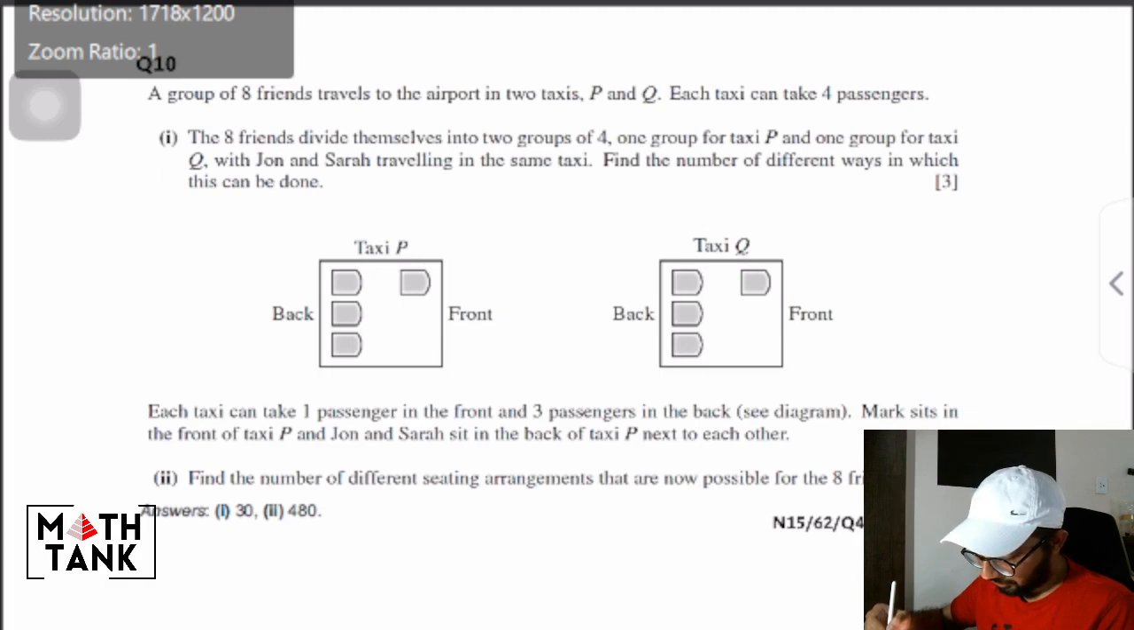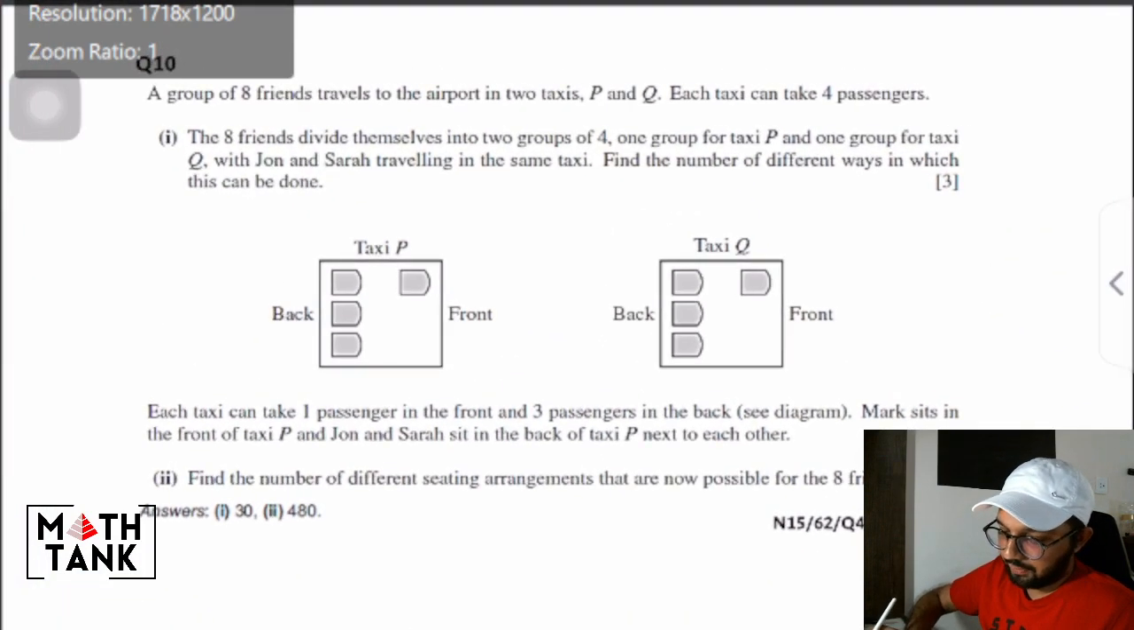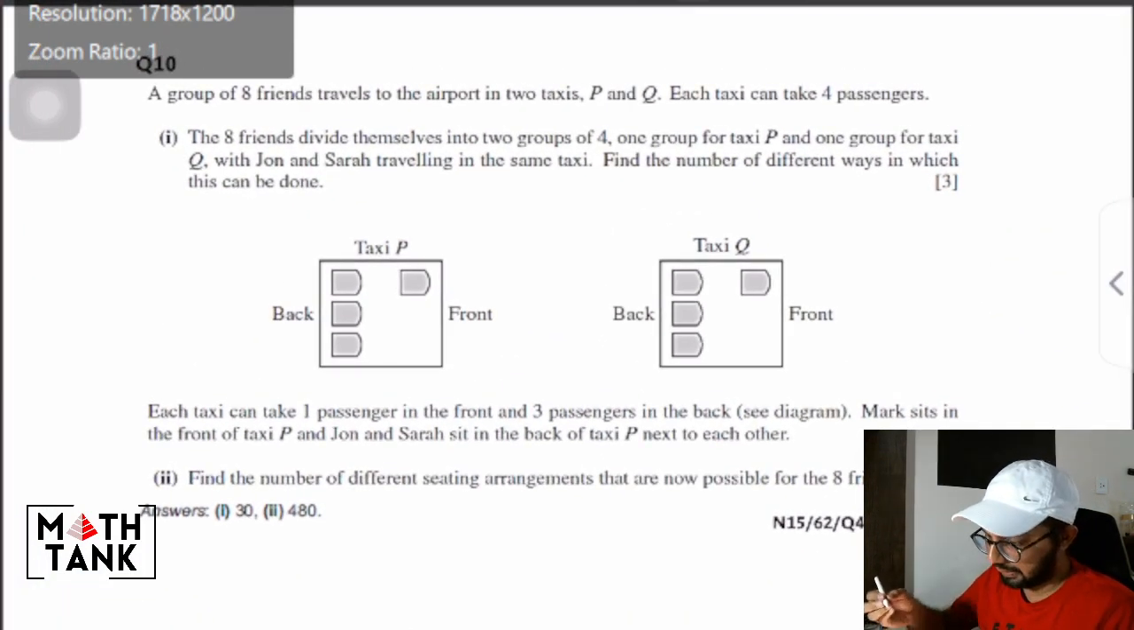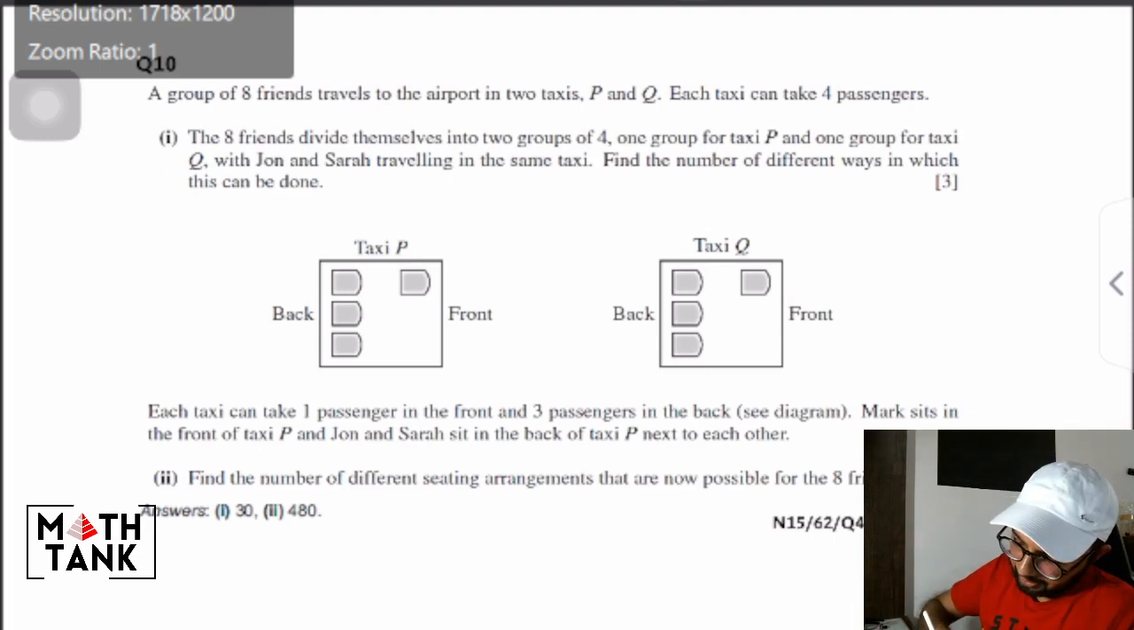So let's do this. When John and Sarah are traveling in the same taxi, I can say that 2 of these seats are already taken. Now, what I think is the most important thing to notice in this question is that they're not arranging themselves on the seats. They are just choosing which taxi to go in. So let's say John and Sarah are here. So 2 of these places are already taken.